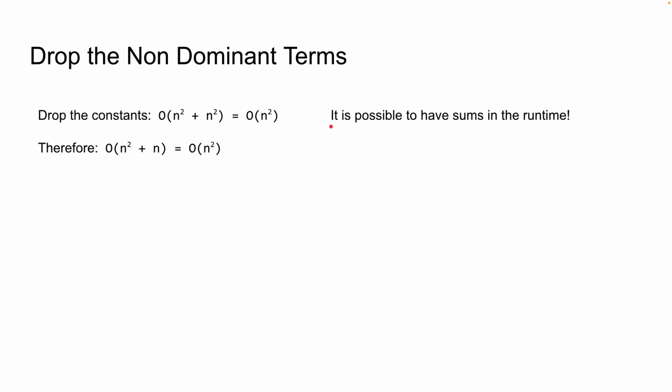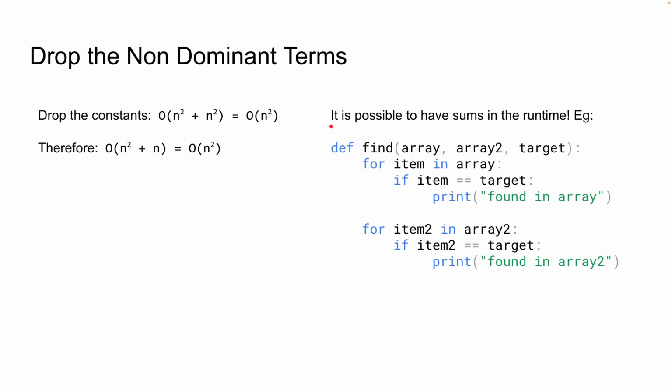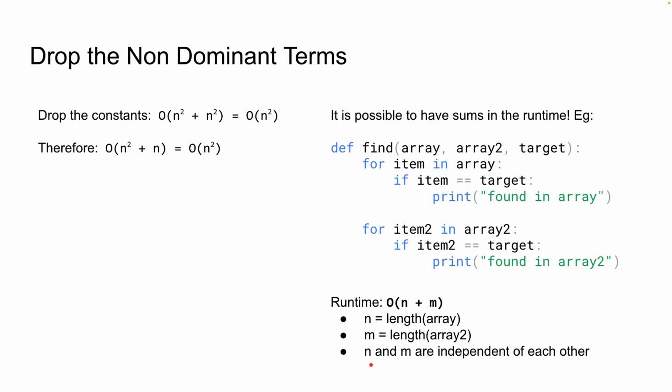But note that it is still possible to have sums in the runtime. So for example, we have two different arrays and we're searching for the target element in both those arrays. So we need to iterate through array and array 2, looking for the targets. Now the runtime is O of n plus m, where n is the length of the first array and m is the length of the second array. This is because n and m are independent of each other. We don't know which one is bigger, so we can't simplify the runtime anymore.